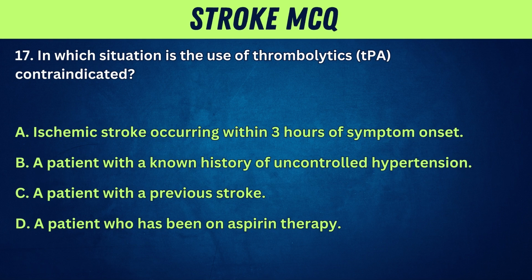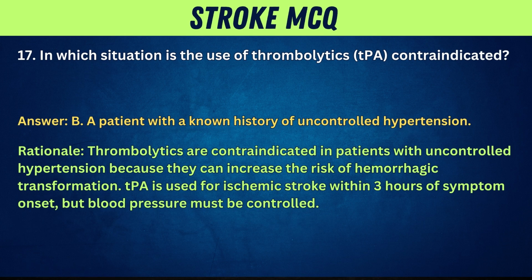17. In which situation is the use of thrombolytics, TPA, contraindicated? A. Ischemic stroke occurring within 3 hours of symptom onset. B. A patient with a known history of uncontrolled hypertension. C. A patient with a previous stroke. D. A patient who has been on aspirin therapy. Answer: B. A patient with a known history of uncontrolled hypertension.